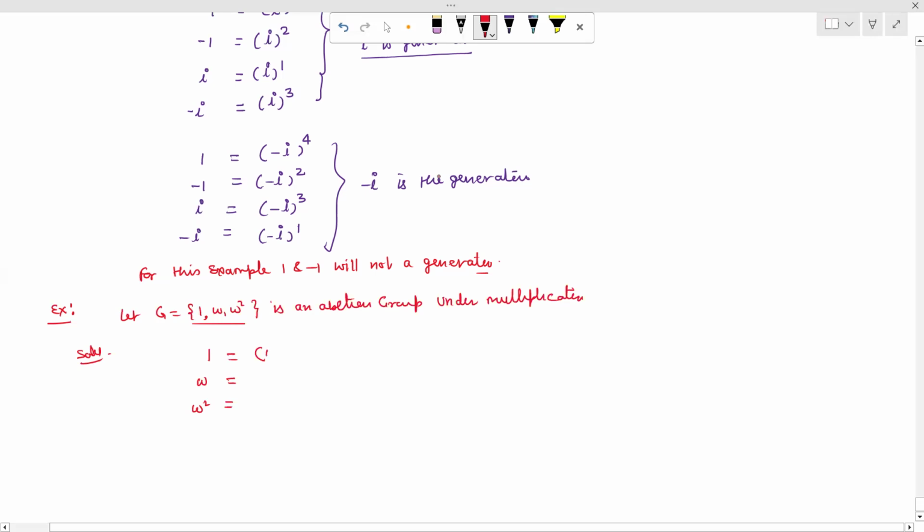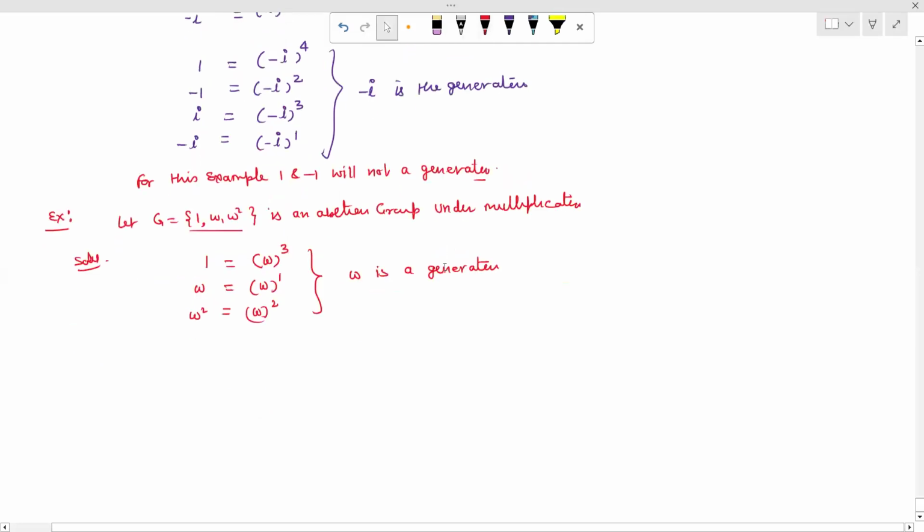Now we start from omega. Omega is a cube root of unity, we know that. Omega cube equal to 1. Omega raised to the power 1 gives us omega. Omega raised to the power 2 gives us omega square. So for this particular example, omega is a generator. So this is also called a cyclic group. Second, we also take omega square as a generator. So omega square is also a generator. Omega square raised to the power 3 is omega cube into omega cube, which is 1.